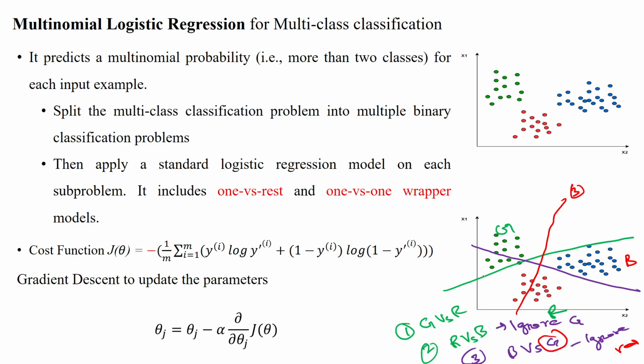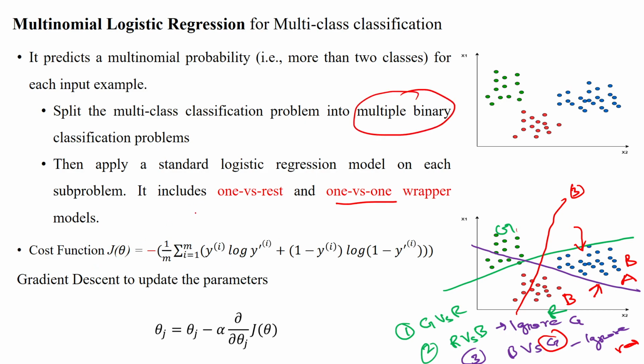Okay, so here also by taking these three boundaries, one versus one, you get class A by decision boundary 3, class B by this decision boundary, and class G by this decision boundary. So the one versus one wrapper also gives you multi-class classification by dividing a bigger multi-class classification problem into binary problems.